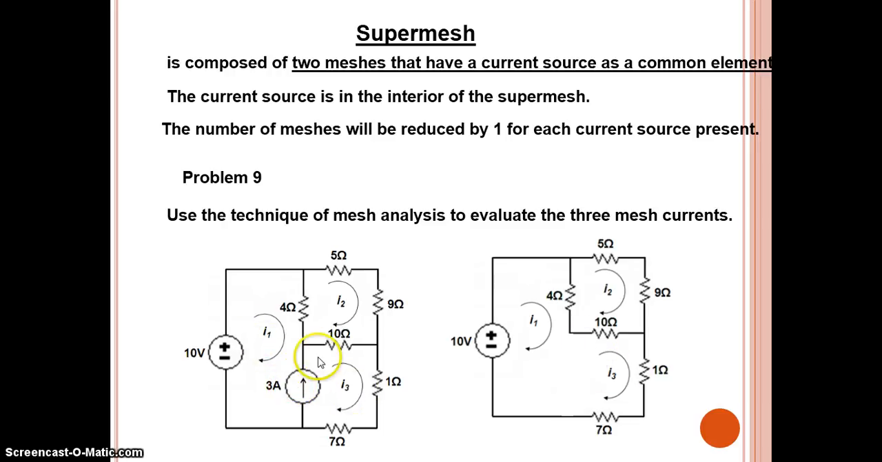In this part, through the 10 ohm, 1 ohm, 7 ohm, we can see I3 alone is flowing. That will not change. It is the same I3 even though we are considering it as a single mesh. In this loop, the branch current will be I3 only.